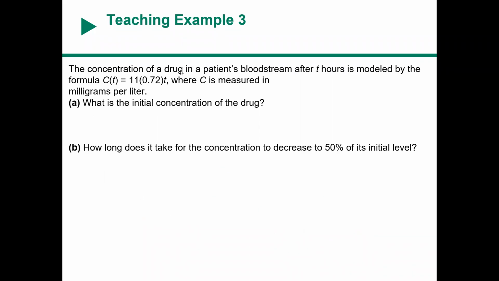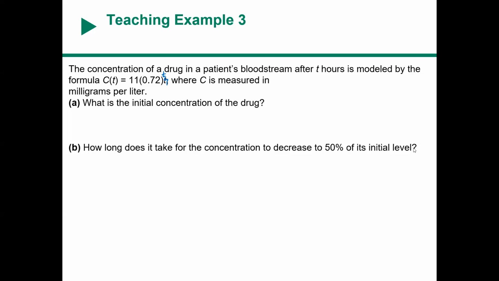The concentration of the drug in a patient's bloodstream is modeled by a formula, and these measures are in milligrams. The problem here is that t should be an exponent, and I don't know why it's not. T is an exponent. It's a little t. Things are doing weird things.